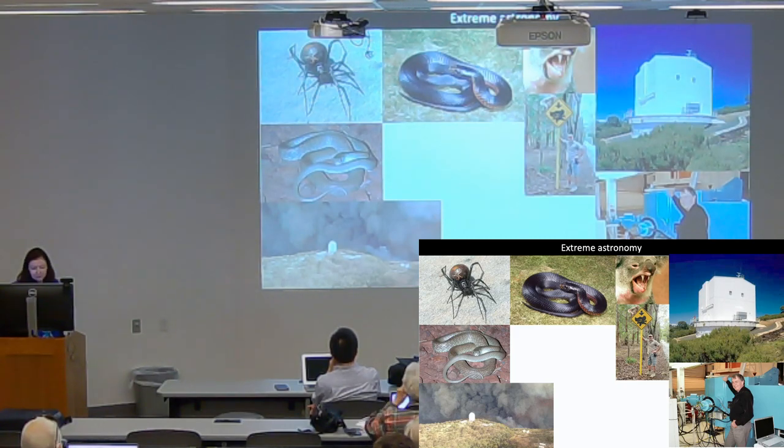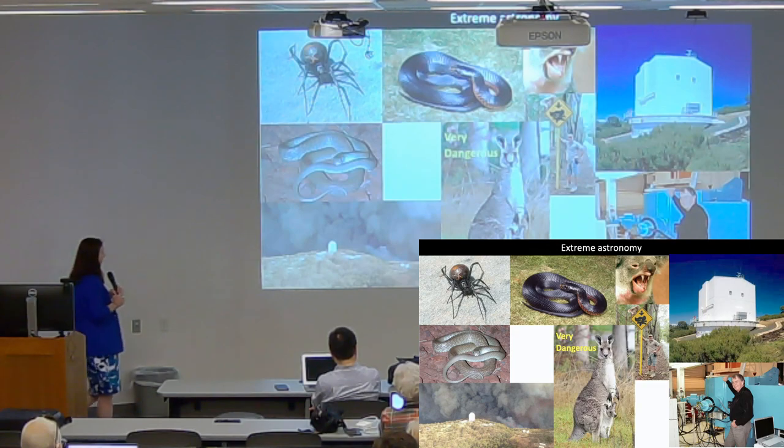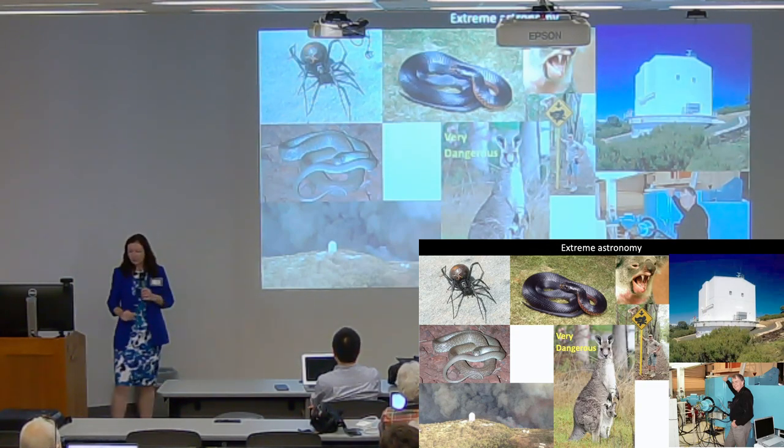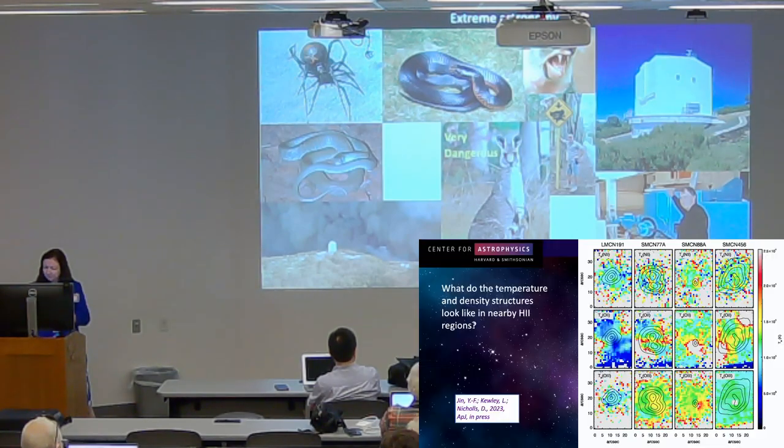And we also have bushfires, and we have very dangerous kangaroos. So it's a wonder that we were even able to get these H2 regions at all with all these dangerous creatures and things happening at the telescopes.